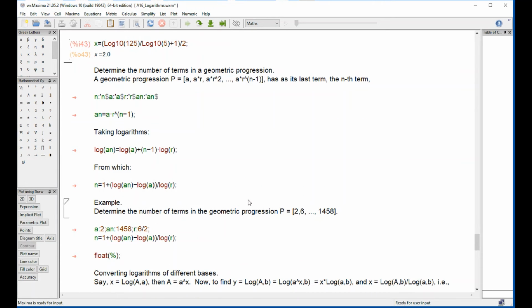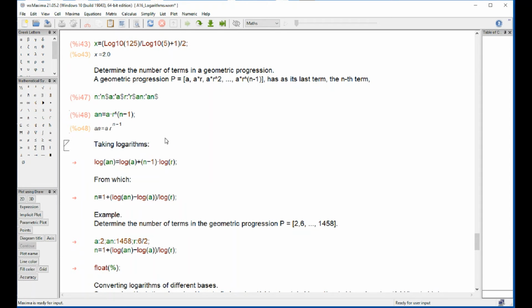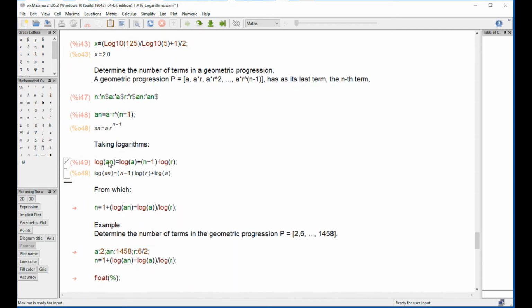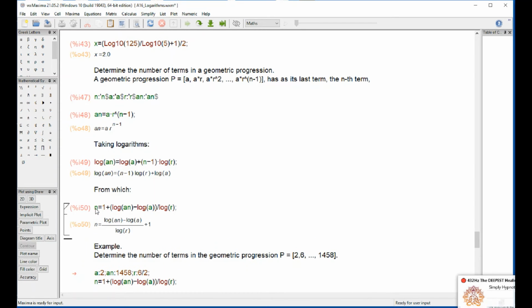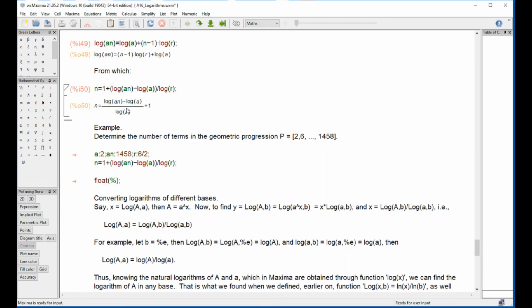Determine the number of terms in a geometric progression. This is something we haven't done before because we need logarithms to calculate. So I'm going to clear all the values here. We know that the nth term is equal to a r to the n minus 1. But if I want to find n, I need to take logarithms to lower that n from the exponent. And then from that you get this formula that will give you the number of elements.